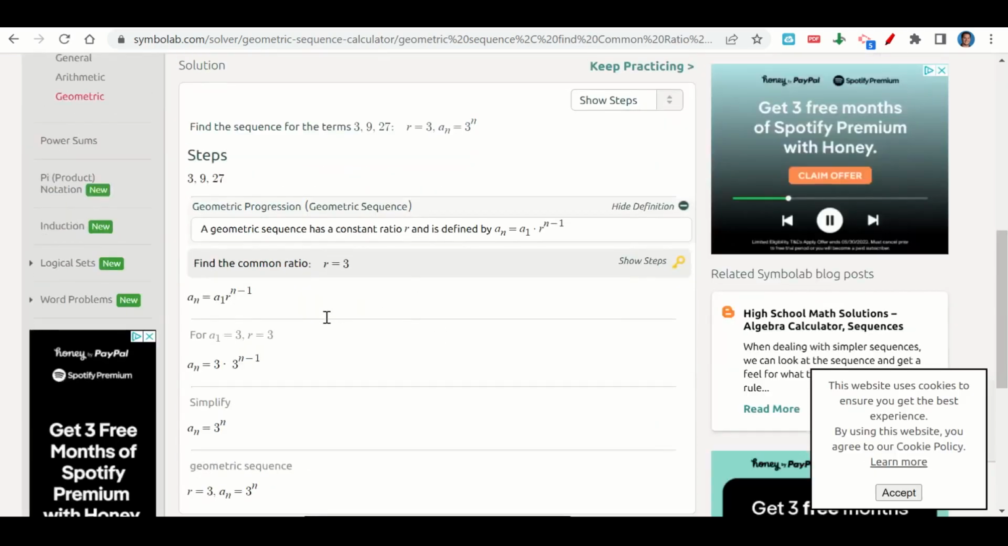And it will tell me the equation right here. So it tells me exactly what the equation is. It should be a sub n is equal to 3 times 3 to the n minus 1. And it tells me exactly what my r, or my common ratio, is. My common ratio is 3. So this is how I can use Symbolab to find the common ratio of a geometric sequence.